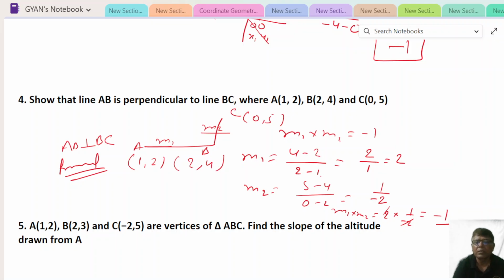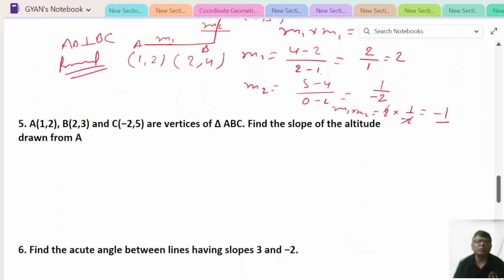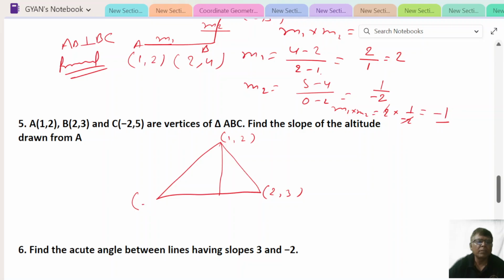Now come to question number 5. A, B, C are vertices of a triangle. Find the slope of the altitude drawn from A. A is (1, 2) because it is drawn from A, and B is (2, 3), and C is (minus 2, 5). So find the slope of the altitude drawn from A.